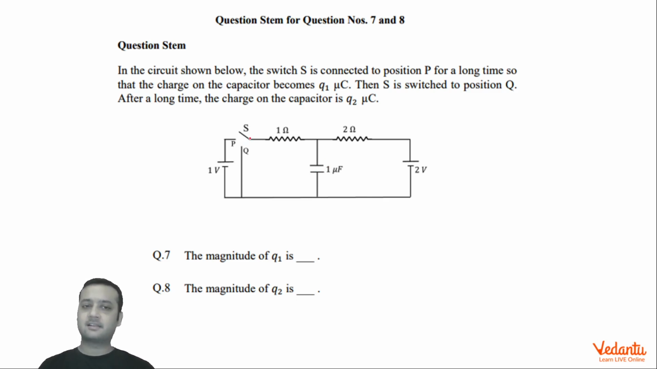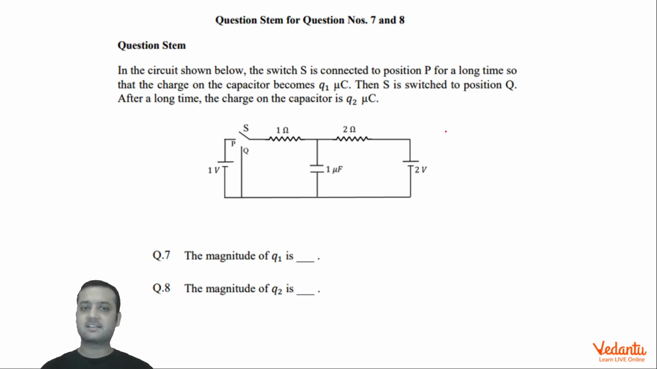After a while, the switch is now brought to position Q, and again we have to find the charge on the capacitor in the steady state. So Q1 is the charge on the capacitor when the switch is in position P in steady state, and Q2 is the charge on the capacitor when the switch is in position Q in the steady state. So we have to find the value of Q1 and Q2. So very easy question. Let's draw the circuit when the switch is in position P.